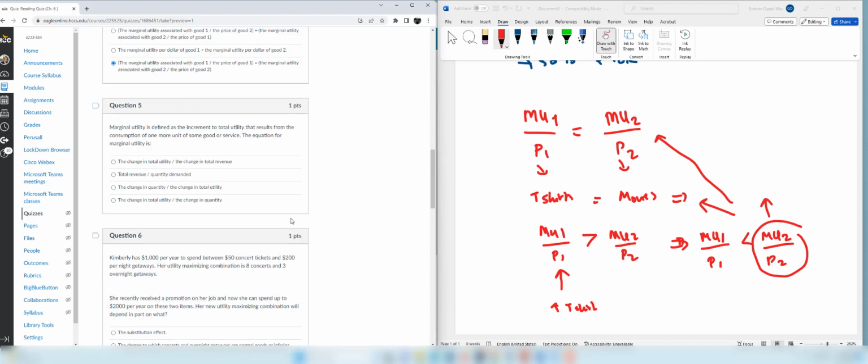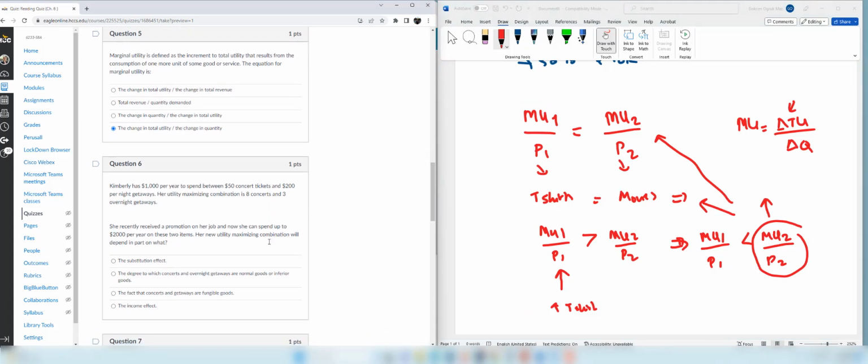Question 5. Marginal utility is defined as the increment to total utility that results from the consumption of one more unit of some good or service. Therefore, marginal utility is the change in total utility, that delta sign is change, divided by the change in quantity. So the right answer is this one, change in total utility divided by change in quantity.